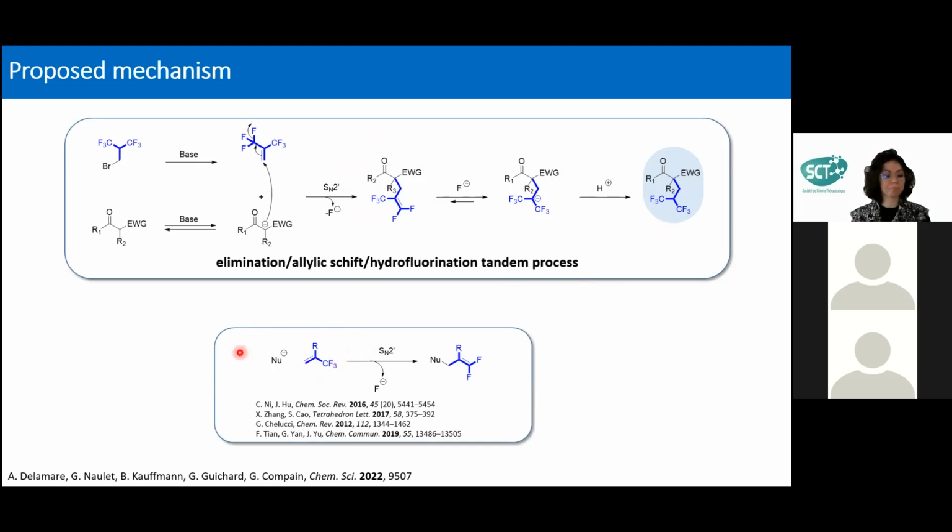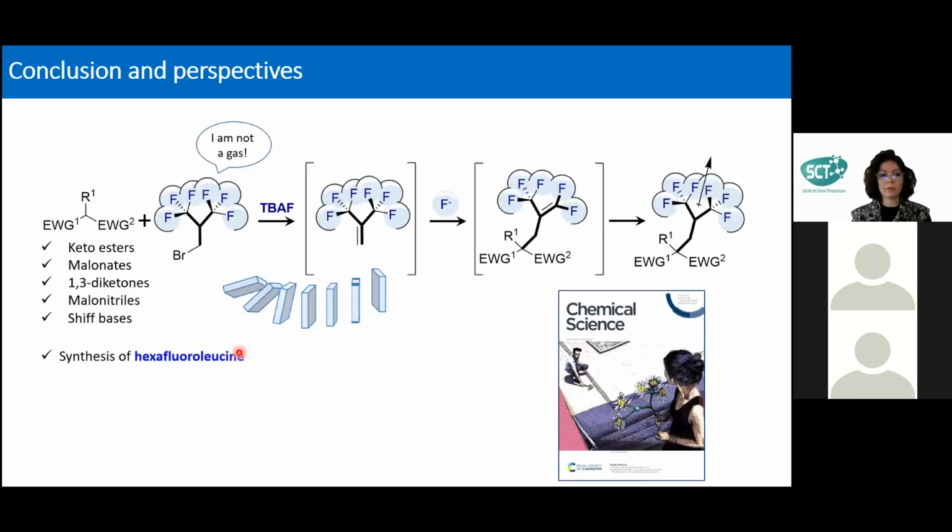To conclude, we developed a new and straightforward methodology to build hexafluoroisobutyl groups. We applied this strategy to numerous functional substrates, and especially for the synthesis of hexafluoroleucine, which is an amino acid of interest for medicinal applications. So thank you. This is all for me.